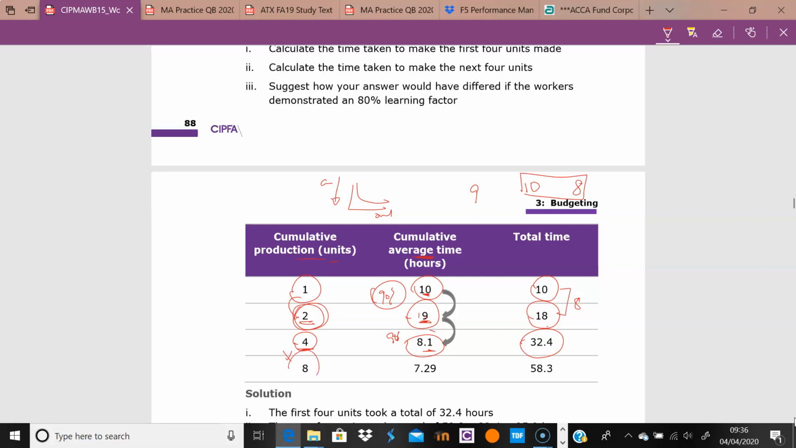4 doubling to 8. 90% again of 8.1 is 7.29, and I have 58.3. So typically it's just dependent on the question. The question could ask, how long does it take to make the first unit? How long does it take to make the second unit? Well, you'd be like, okay, right. How long does it take to make the first 4 units? Well, that's the answer, right? 32.4. How long does it take to make the first 8 units? Well, that's the answer, 58.3.